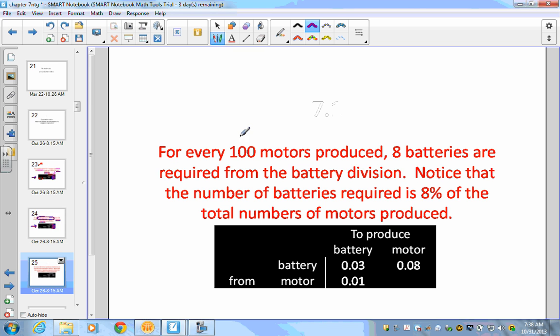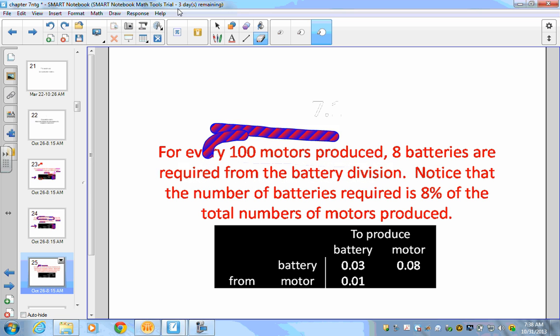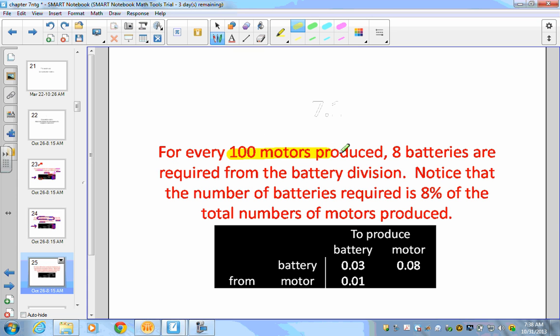All right, now for every 100 motors produced. Okay, now we're producing motors. So 8 batteries are required from the battery division. So for every 100 motors produced, 8 batteries are now required from the battery division. So that means we are now producing motors. So that means the battery column is no longer needed when we're filling out our consumption matrix.